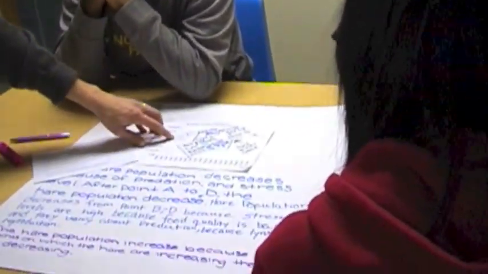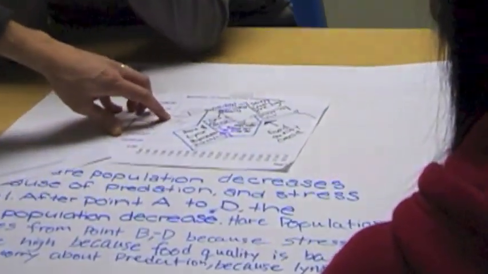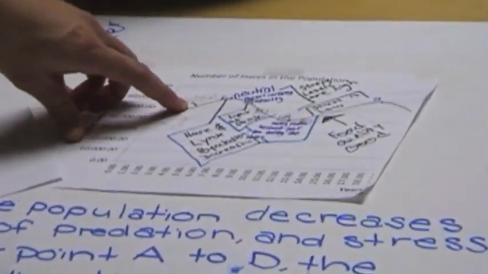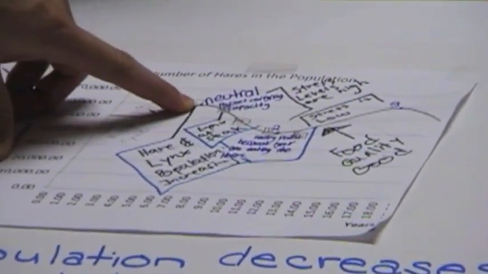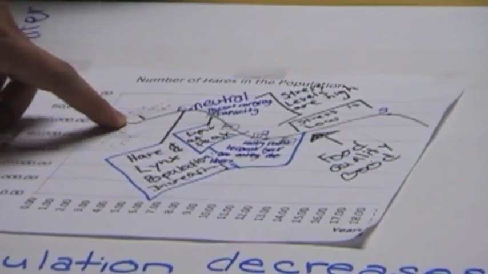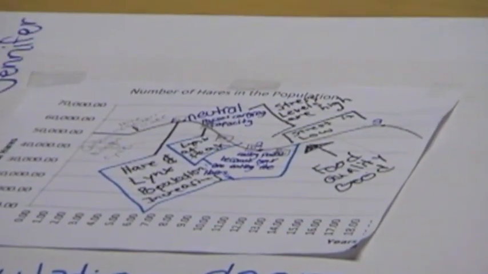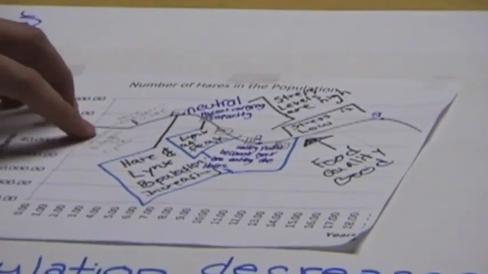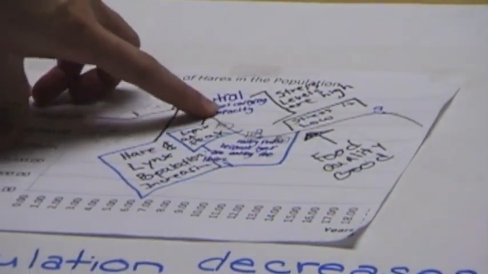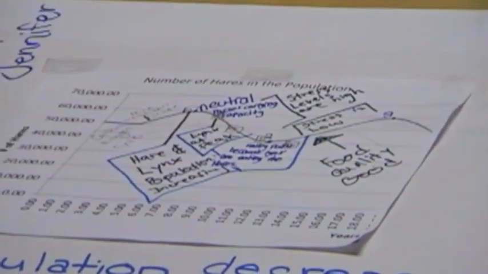Food quality. Okay, so you're talking about the carbon cycle. The carbon is given to the plants here, and then that availability of carbon increases energy for the hares. Okay, so is there as much carbon available here for the hare as here? Yeah, but there's just stress.